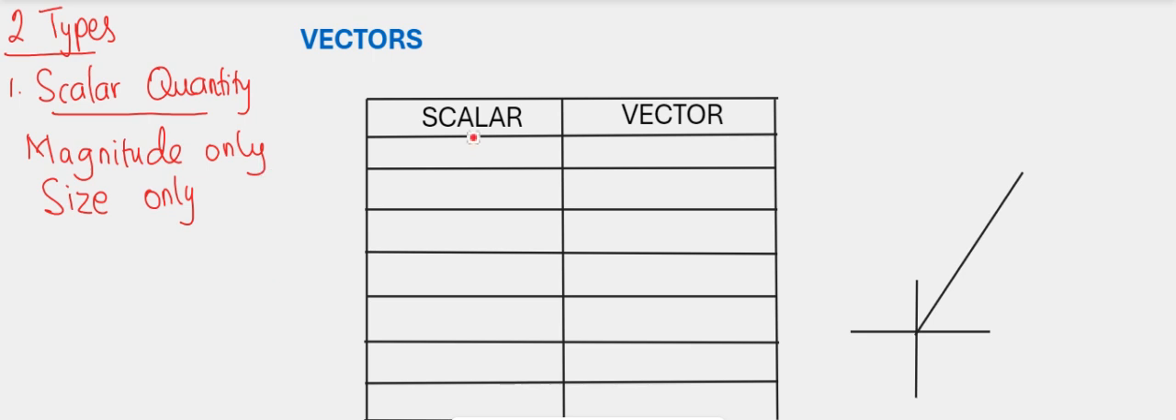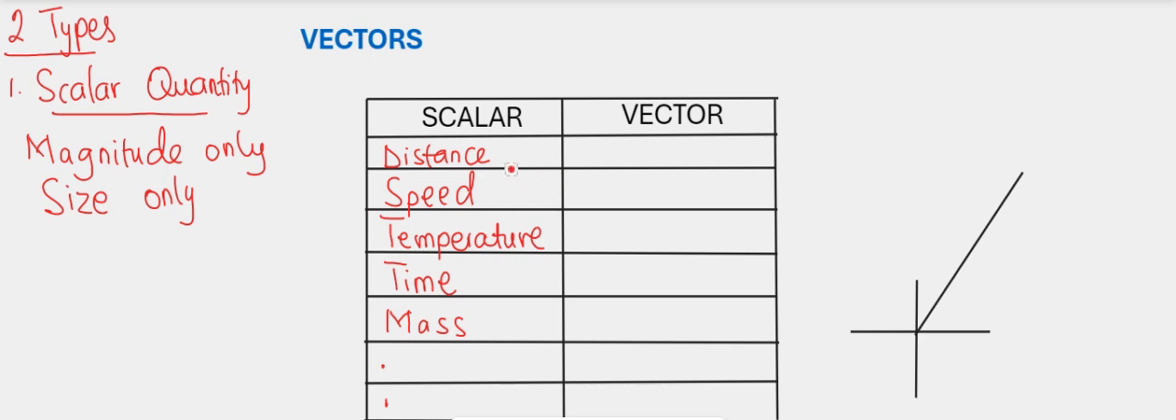Now let's look at some examples of scalar quantity. We can have distance, that is how far. We can have speed, how fast. We can have temperature, how hot or how cold. We can have time, how long. We can have mass. Now I'll leave you to complete the last two.